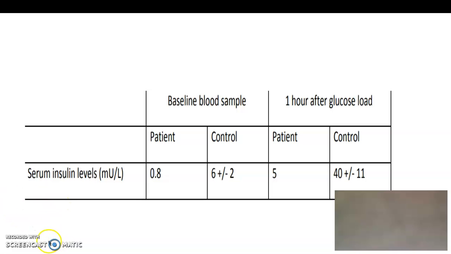So here are his lab results. I just blew them up a little bit. The patient had a baseline insulin level of 0.08, which can be seen right here, and which is greatly below the control, which is around 6, which can be seen right here. After the glucose load, the patient's insulin serum levels varied from the control even more, which can be seen here. It was around 5, and the control is usually around 4, with plus or minus 11. The results from the blood test are good evidence the patient has diabetes because his insulin levels are extremely low, which is a main symptom of diabetes.